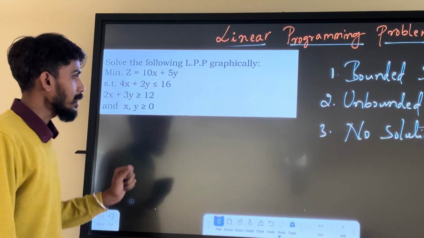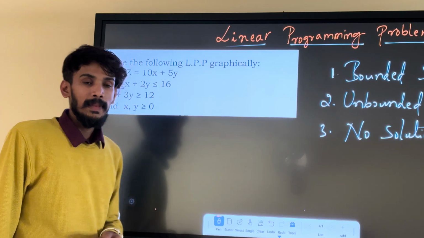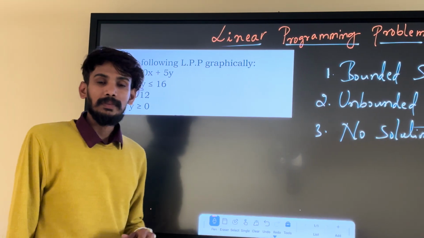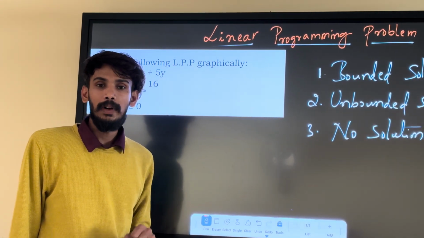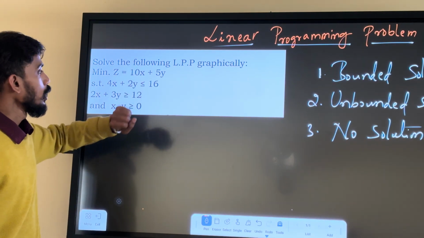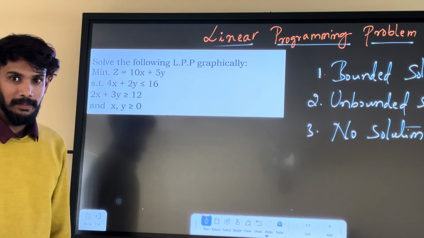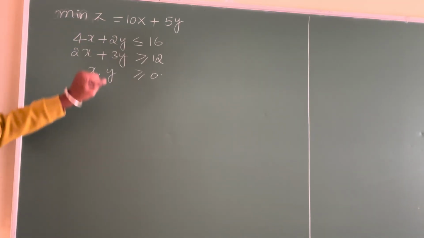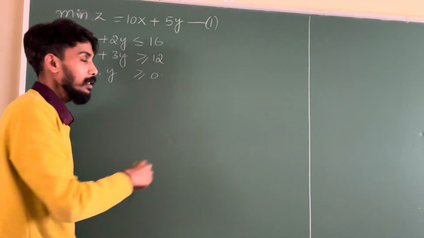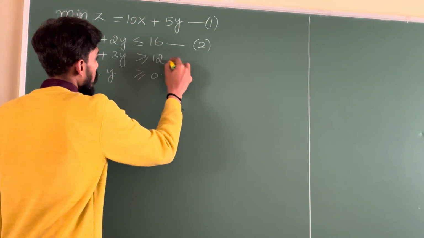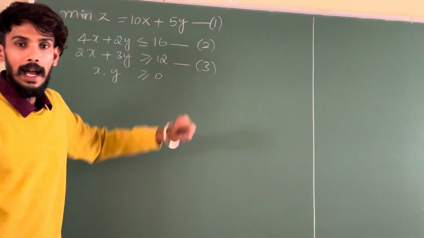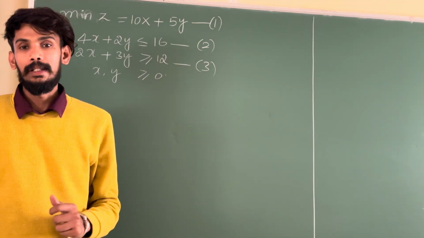Very first, using these equations, we have to obtain the ordered pair points, which we are going to use to draw a graph. Using that, we are going to find the solution for the given LPP problem. Now let us solve these equations to obtain the ordered pairs. These are the equations we have, and this is the objective equation. Name them equation 1, equation 2, and equation 3. Now using equations 2 and 3, we have to obtain the ordered pairs.